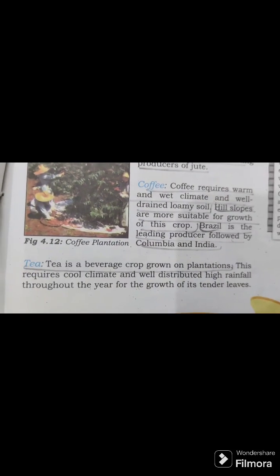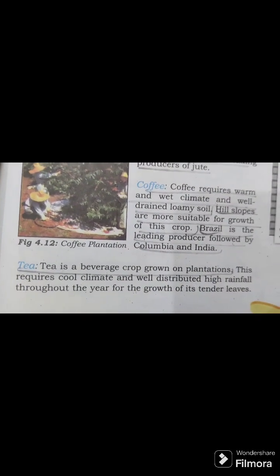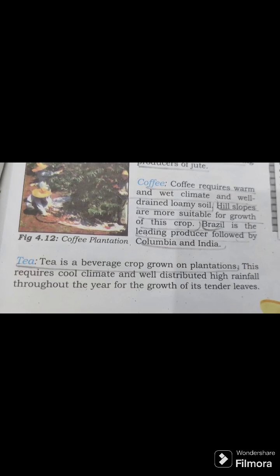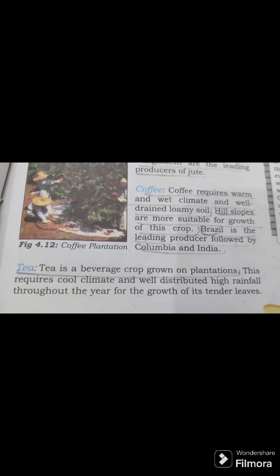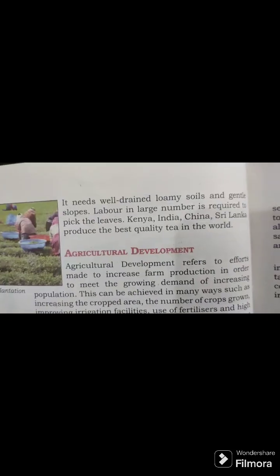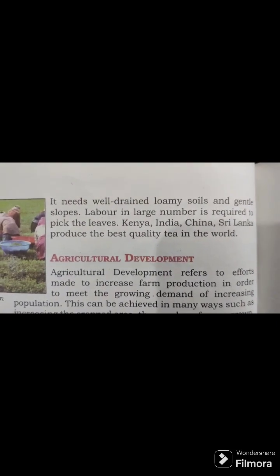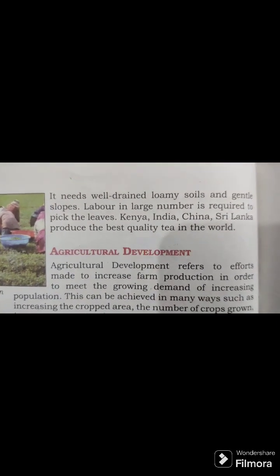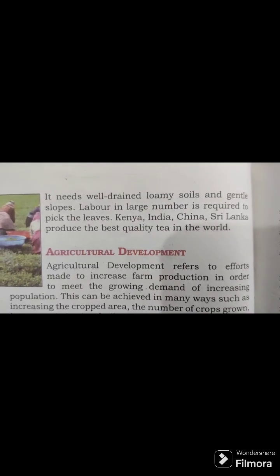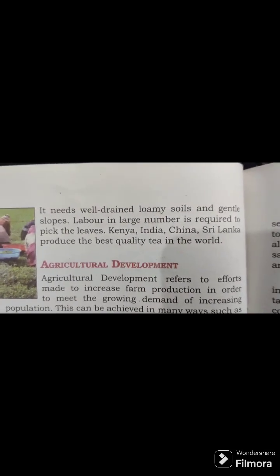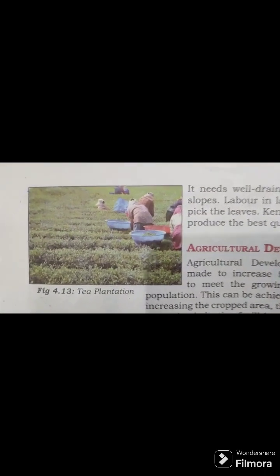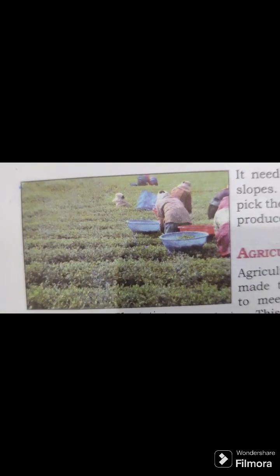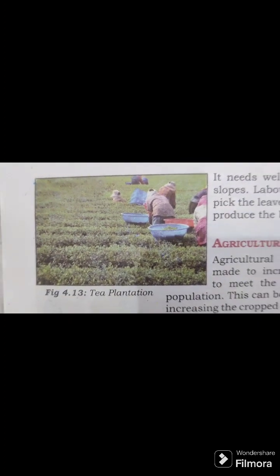Tea is a beverage crop grown on plantations. This requires cool climate and well-distributed high rainfall throughout the year for the growth of its tender leaves. It needs well-drained loamy soils and gentle slopes. Labor in large number is required to pick the leaves. Kenya, India, China, Sri Lanka produce the best quality tea in the world. Figure 4.13 showing tea plantation. So many people are plucking the leaves of tea.